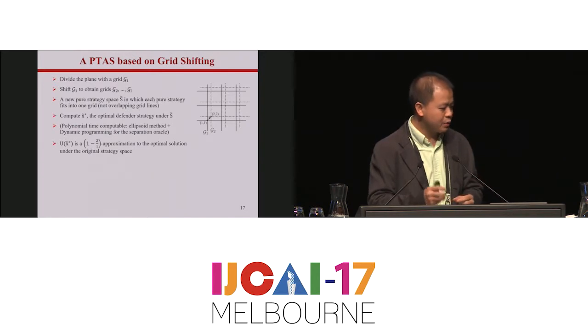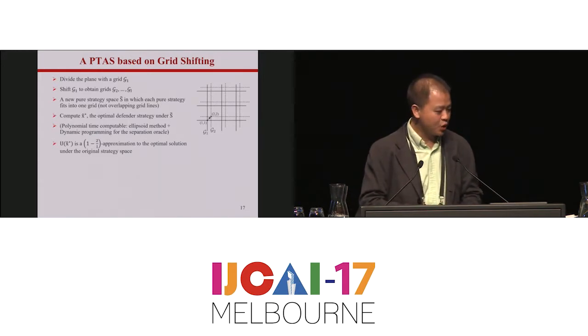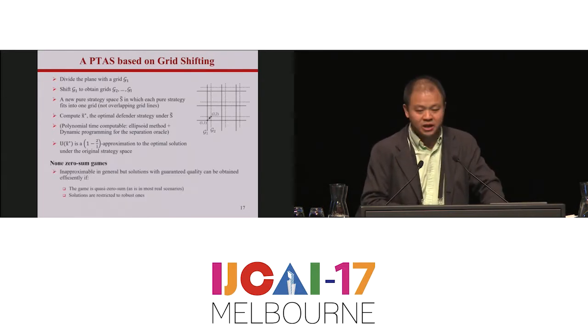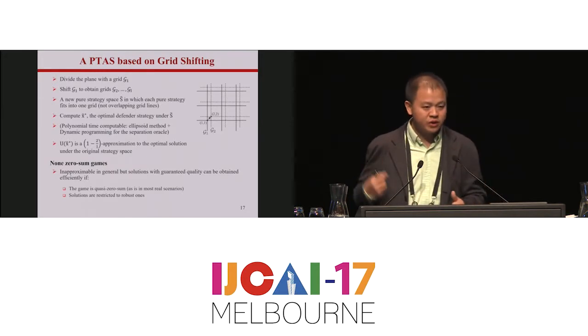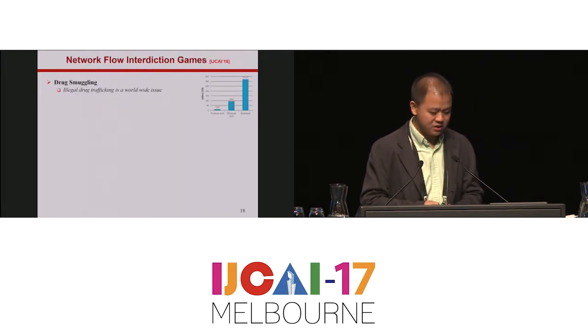And we shift the grid. We have many grids, and with that, we only consider the restricted strategy set. If we compute the optimal strategy, we can still get some quality guarantee. And with that kind of strategy set, we're able to apply the ellipsoid method very efficiently. Even though this is only for zero-sum games, it can be applied to some quasi-zero-sum games, which widely exist in the real world.